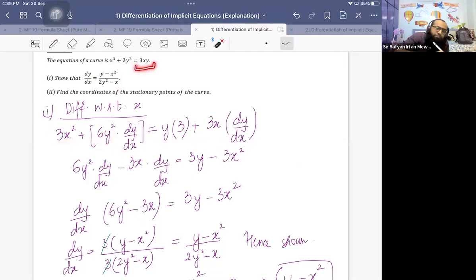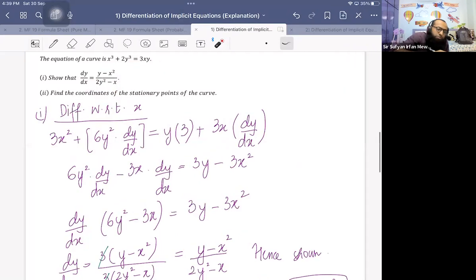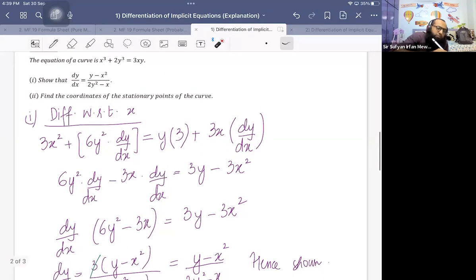Then it's time for 3xy. Now there are two functions being involved. So one of them is u and the other one is y. So what I've done over here is I've taken this 3x as u and this y is v. So v u prime plus u v prime. So for v u prime, y remains same and differentiation of 3x is 3. Then u v prime. The differentiation of y is dy by dx.